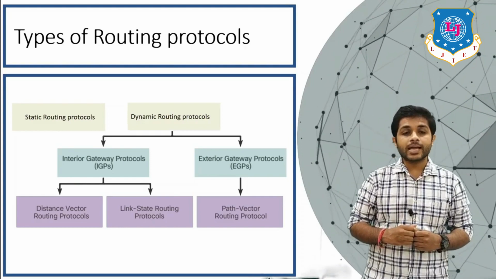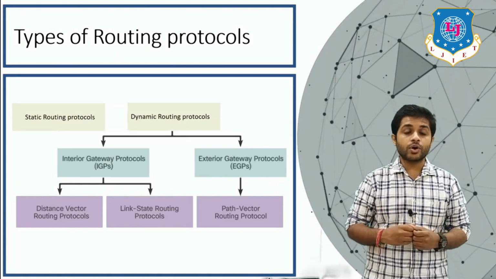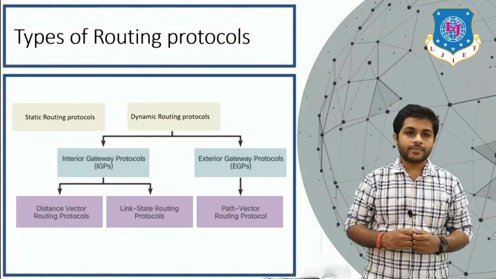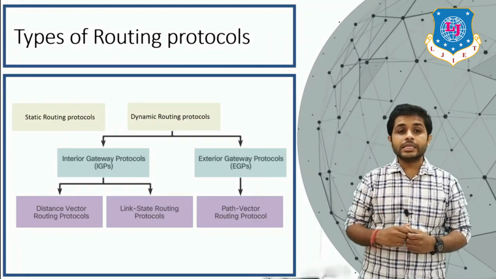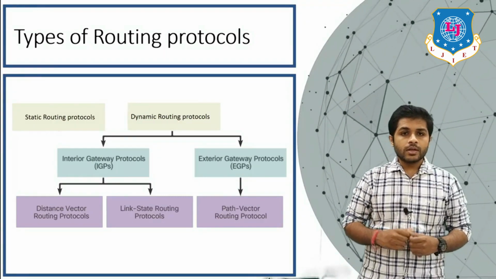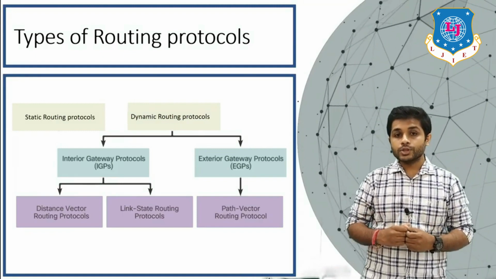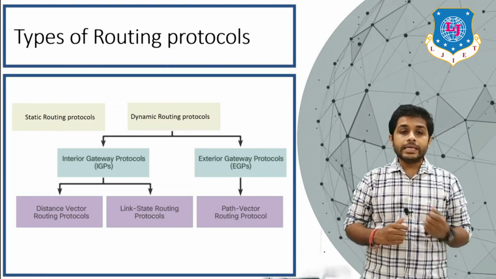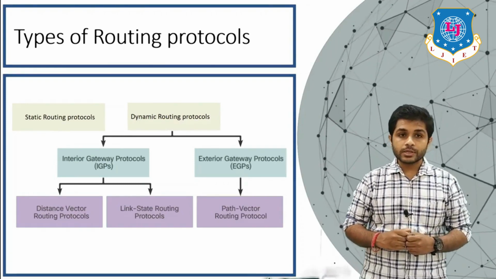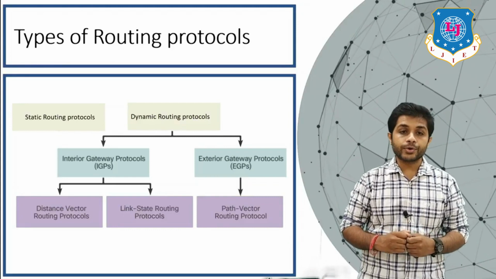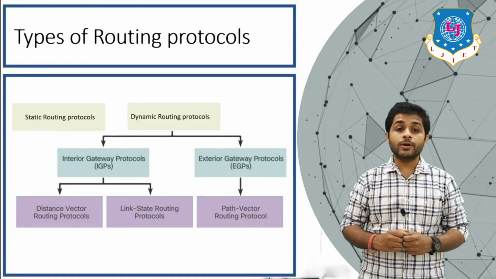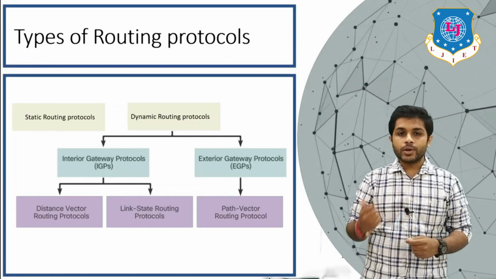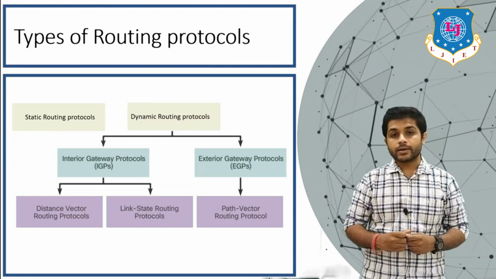For example, it can be the network at your office, or at your college, or in your lab. There, interior gateway protocols are used. Exterior gateway protocols are used between different autonomous systems. The interior gateway protocols have two types: the distance vector routing protocol, and the second one called the link state routing protocol. The exterior gateway protocol has only one type, which is called the path vector routing protocol.